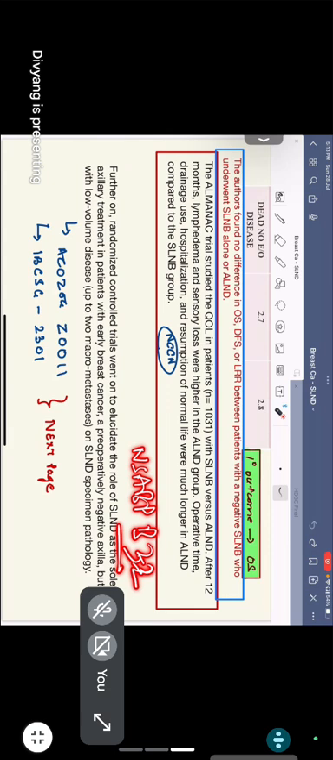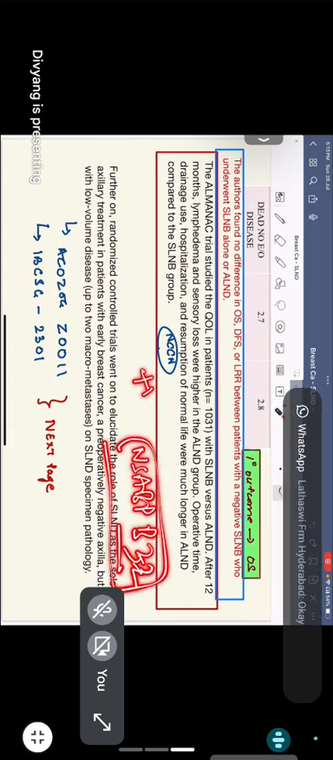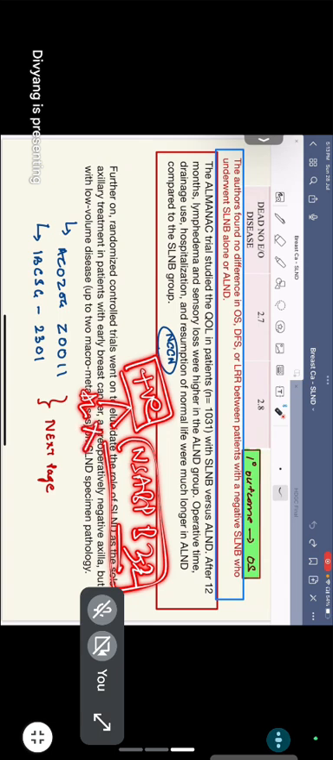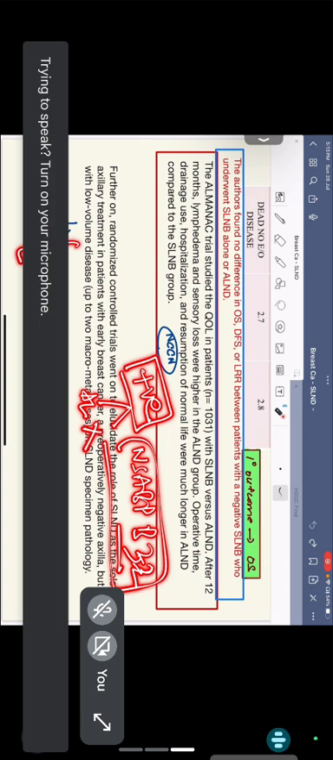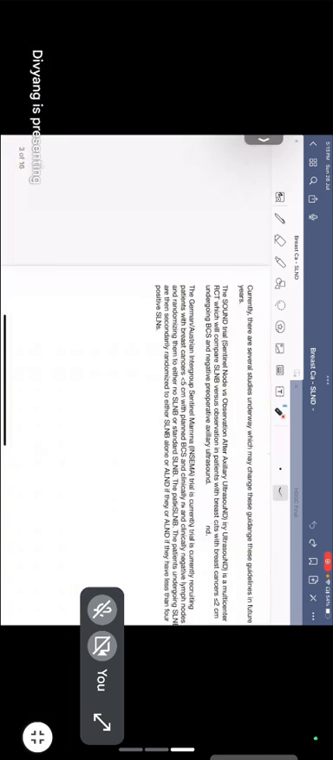So then came the role कि अगर SLNB पॉजिटिव है, उस केस में एक्सिला करना है या नहीं करना है. तो उसके लिए we have these two trials. दोनों ने दो अलग अलग चीजें प्रूव करी.